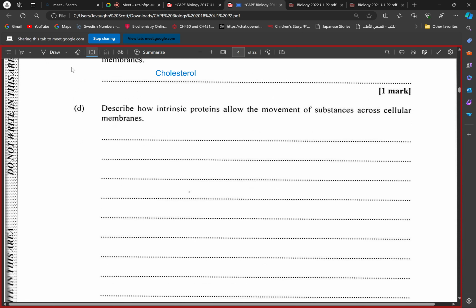Describe how intrinsic proteins allow for the movement of substances across cellular membranes. Now you can use this diagram as well to show a little bit of the phospholipid membrane and bilayer specifically, and then you could show your transmembrane protein. So how? Somebody describe it. How is it done?